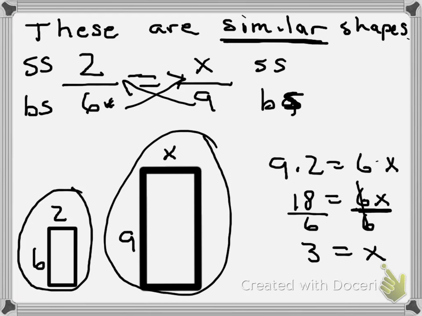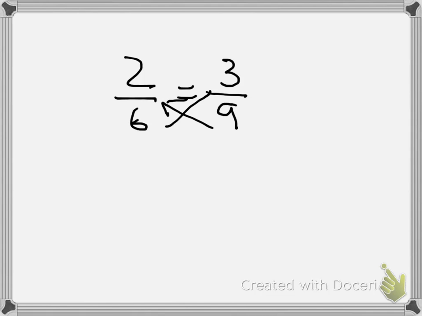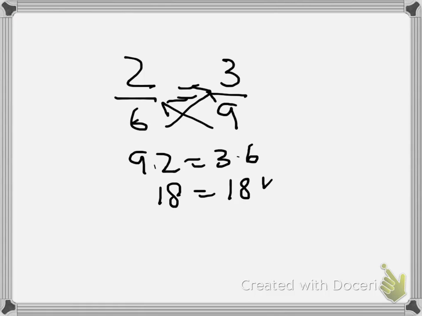And let's check to see if that makes sense. 2 is to 6 as 3 is to 9. Well, we're going to cross multiply. 9 times 2 should mean the same thing as 3 times 6. 9 times 2 is 18. 3 times 6 is 18. Check. And that's how you check for proportion of similar shapes.